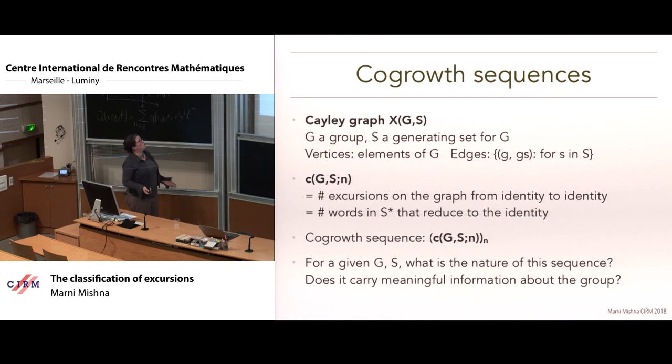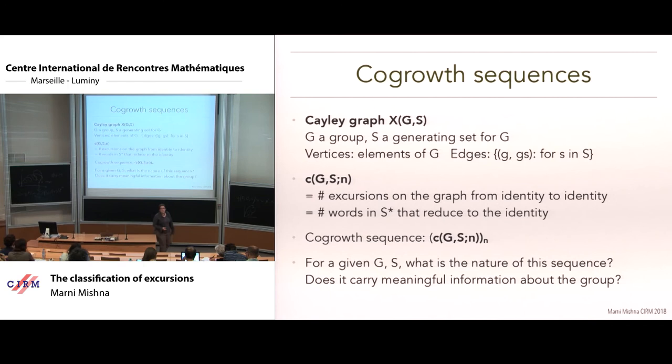So imagine you have a group, some sort of finitely generated group, and a generating set for your group. So the vertices of your Cayley graph are going to be elements of your group, and you have edges if you take elements of your generating set and multiply around. Okay? So we need to count something in here. What are we going to count? Excursions. We're going to go from the identity to the identity. Okay? So another way to phrase this is that these are the number of words on your generating set that actually reduce to the identity. Okay? So this is the word problem.